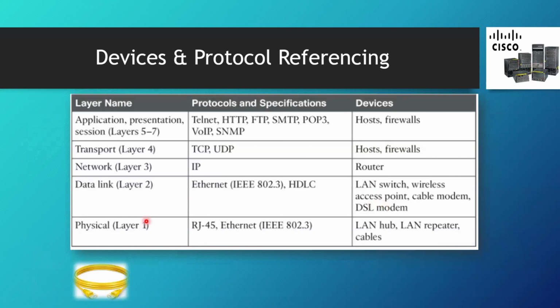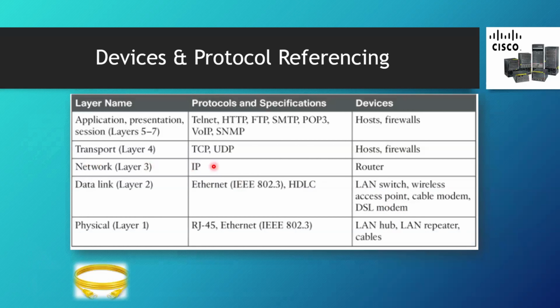Switch, we talked about. Wireless access point, its main job is to provide wireless signals. Large organizations use access points. An access point can provide wireless signals to many devices. Cable modem, DSL modem, NBN modem are kind of layer 2. They transmit the information at the layer 2 level.